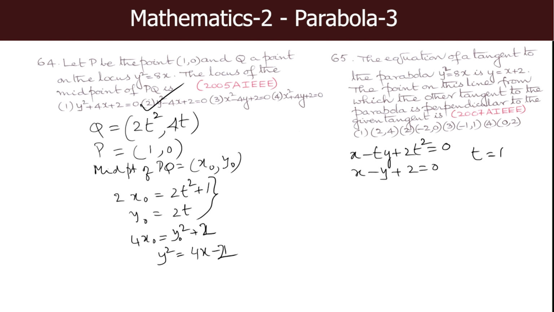The point on this line from which the other tangent to the parabola is perpendicular to the given tangent is asked. This is P, that is the point of contact, 2, 4. And what is the point on this tangent drawn to the parabola, so that the other tangent drawn from this point is perpendicular to this, at 90 degrees?